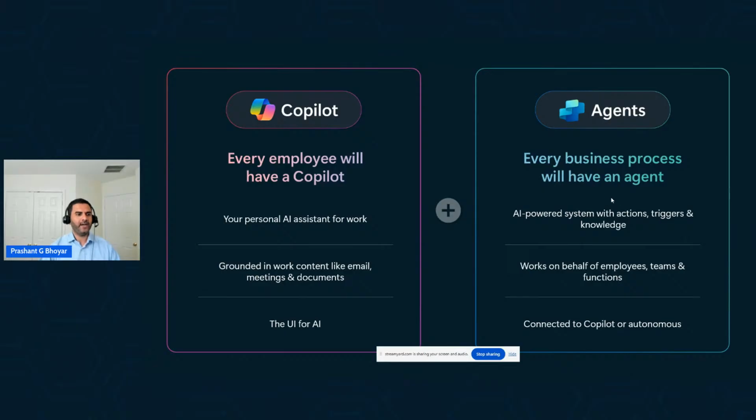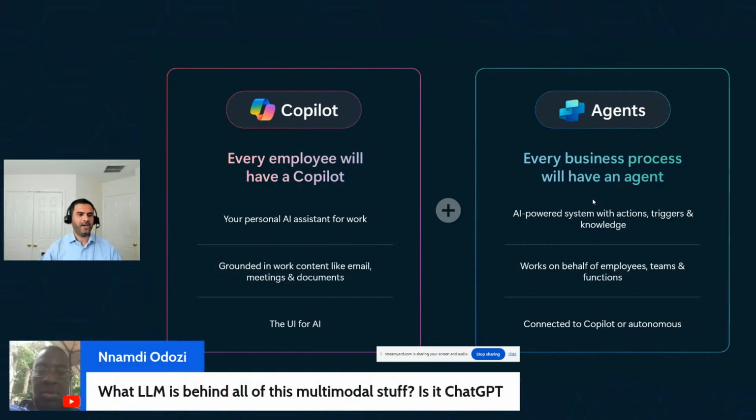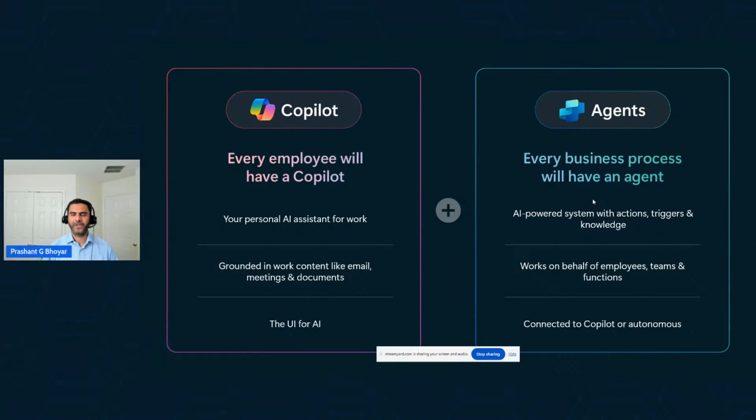Okay, I see a question: what is the LLM behind all this multimodal stuff? The name of the model that we'll be using is GPT-4. There are two multimodal models available right now from OpenAI. One is GPT-4o, which is GPT-4 Omni, and second is the GPT-4 Real-Time API that also has support for voice as well.